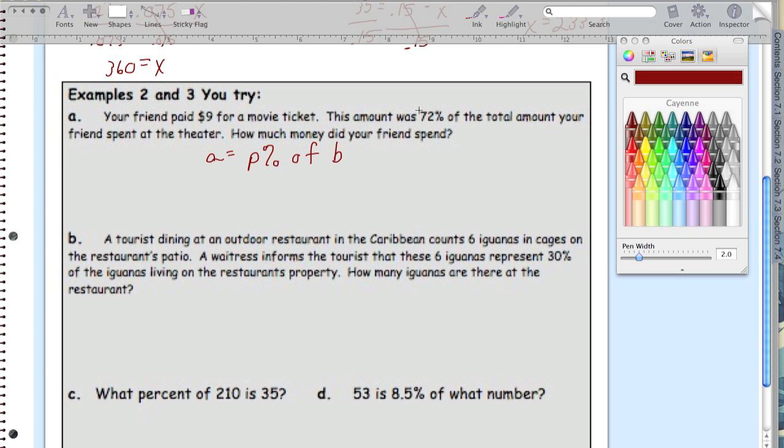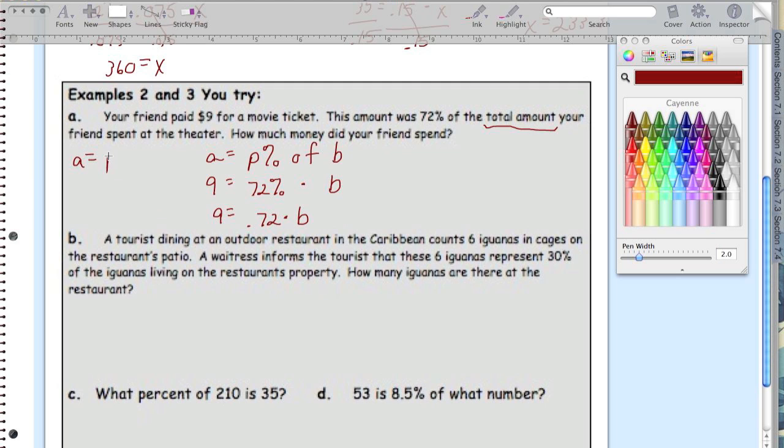So, first of all, the easy amount is the 72%, so I'm going to put that in place. Now we have our friend paid $9 for a movie ticket, and that's only 72% of the total amount. How much did our friend total spend? Well, they spent $9, yes, but they spent more than that. That was only for the movie ticket. So this $9 represents a part. The 9's going to go here. We keep the B. So we end up with 9 equals 0.72 times B. And we're ready to solve.